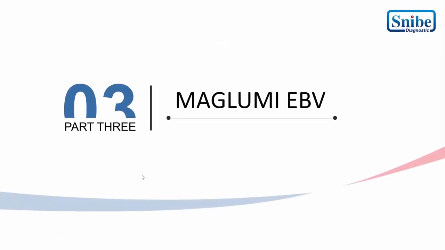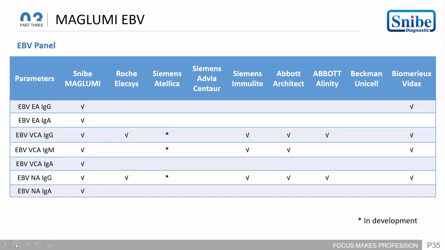So let's talk about what solution SNIBE is providing from the Maglumi platform. So we have the EBV virus. Let's have a comparison. So you can see here the EBV panels. The EBV panels include EBV EA, VCA, and NA. So these are the three specific markers to rule out the different stages of EBV infection.